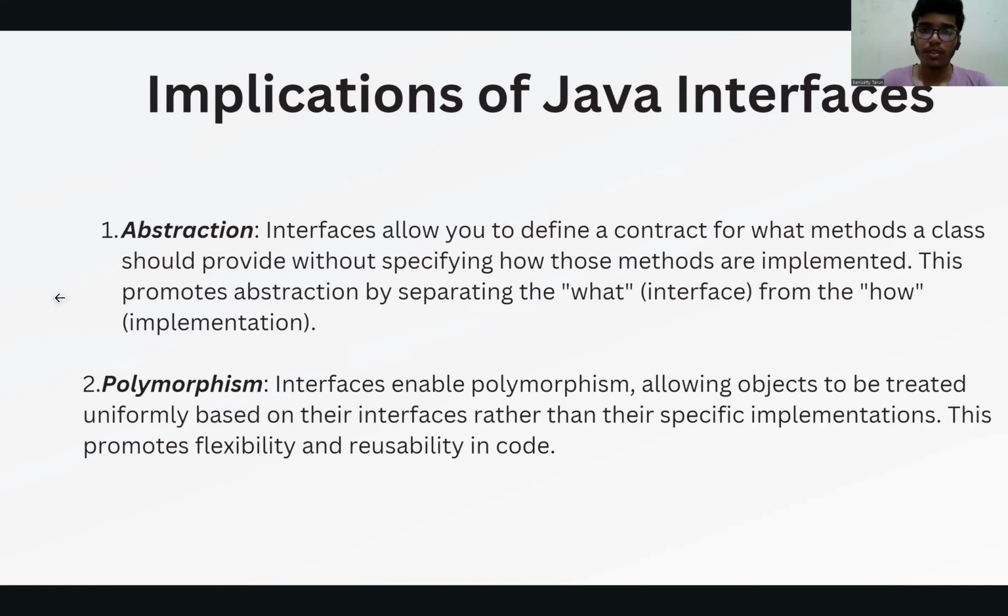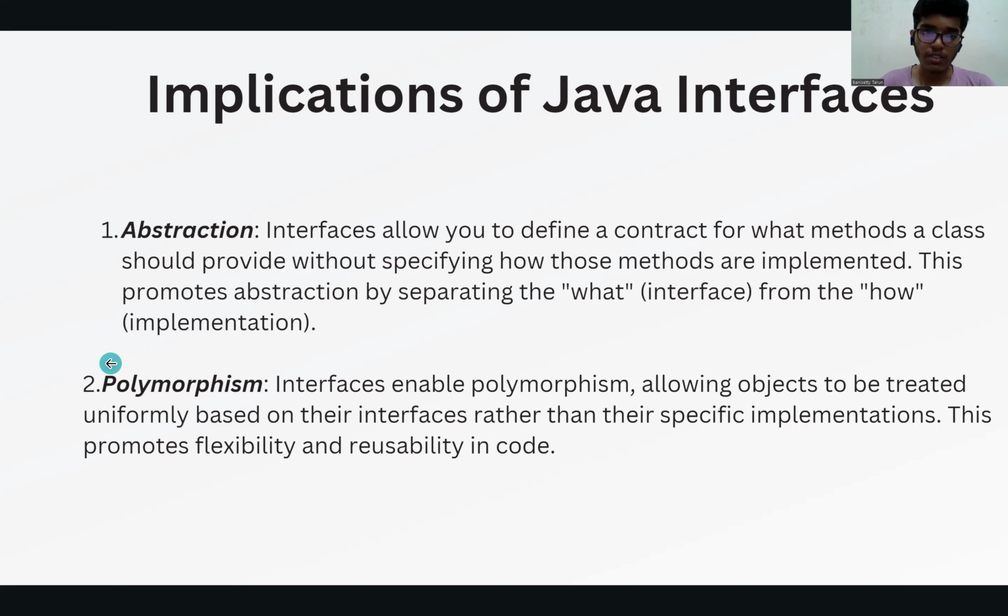So what is abstraction? Abstraction means in an interface we have abstract methods in which we have no implementation. The class which implements these interfaces should define these abstract methods. So this will separate the what from the how. The interfaces will specify what methods are to be implemented, and the class which implements these interfaces will implement those abstract methods which are declared in interfaces. So this will ultimately separate the what from the how, and it will promote abstraction.